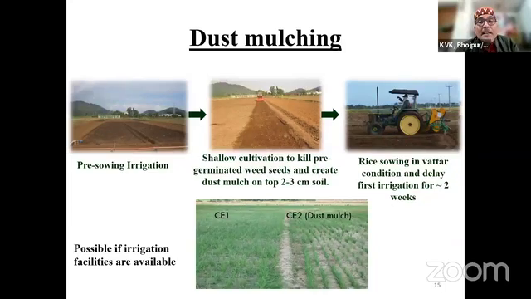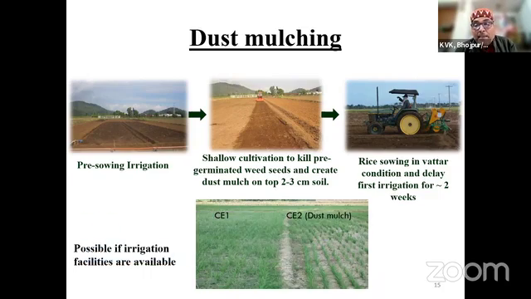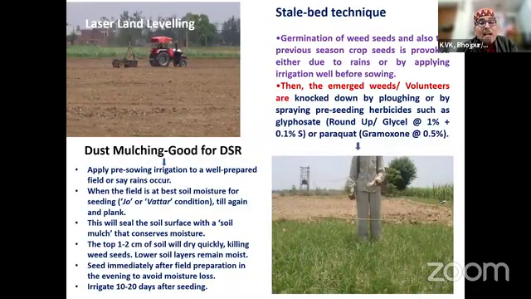These are the different practices to control weeds: pre-sowing irrigation, stale seedbed cultivation to kill pre-germinated weeds, creating dust mulching on top, rice sowing in wetter condition, and delaying the first irrigation for 2 to 3 weeks. It weakens the weeds, and is possible if irrigation facilities are available. Here we can see that dust mulching has reduced weeds in the right-hand side photograph. The field is much cleaner compared to the left-hand side in the same slide. Dust mulching is good for DSR, that is direct seeded rice.